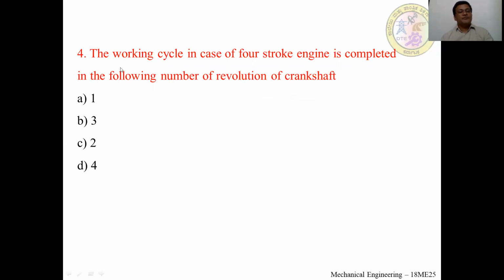The fourth question, the working cycle in case of a 4-stroke engine is completed in the following number of revolutions of the crankshaft. The options are 1, 3, 2, 4. The right answer is 2. In a 4-stroke engine, we have 4 piston strokes and 2 crankshaft revolutions, whereas in a 2-stroke engine, the number of strokes is 2 and the crankshaft revolution is 1.